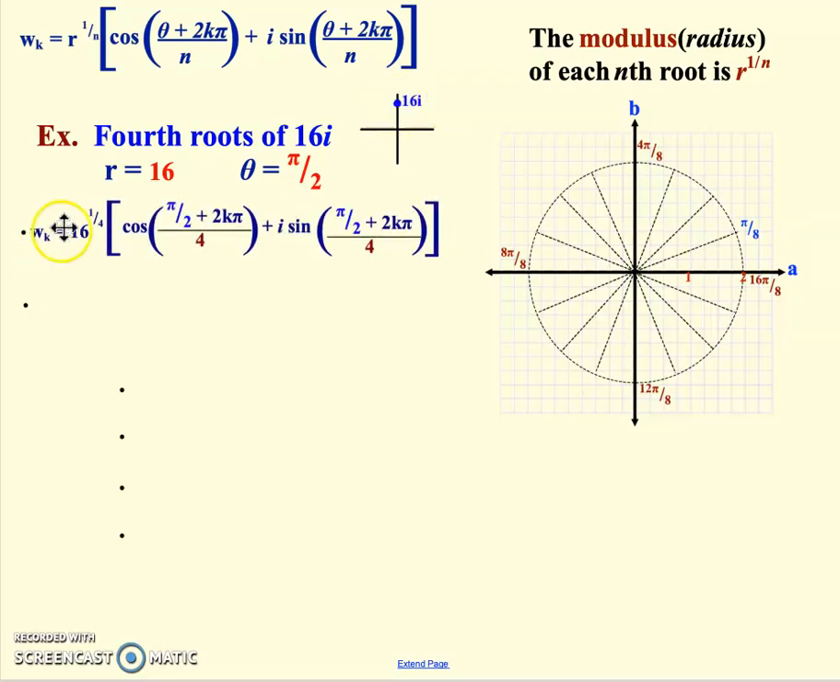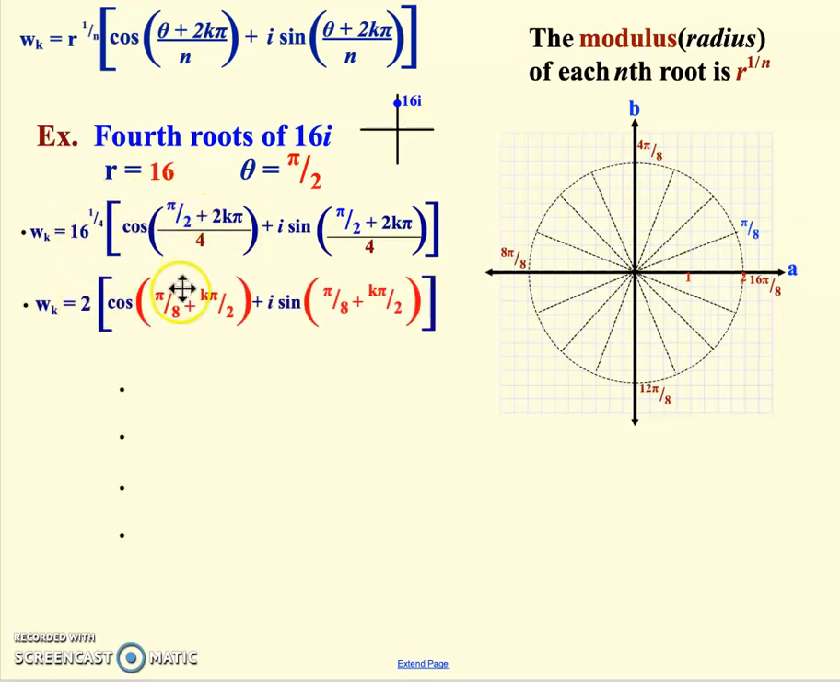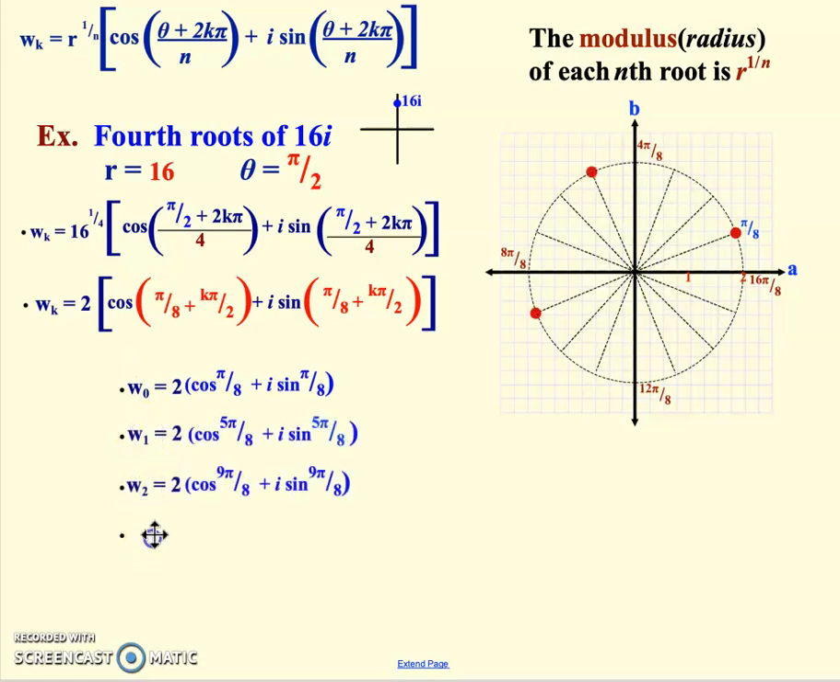Let's generate our formula. So 16 to the 1/4, the 4th root, divided by 4. There's my theta, plus 2k pi. Clean up the formula: 16 to the 1/4 is 2, pi over 2 over 4 is pi over 8, and 2k pi over 4 is k pi over 2. So this is a custom formula for this information. Then I know I'll have 4 roots. I'll start at 0 again and start cranking out solutions, and we'll go back and talk about these in a second.